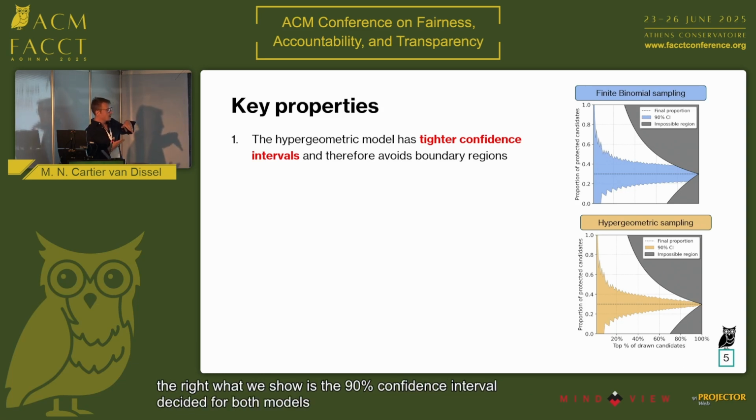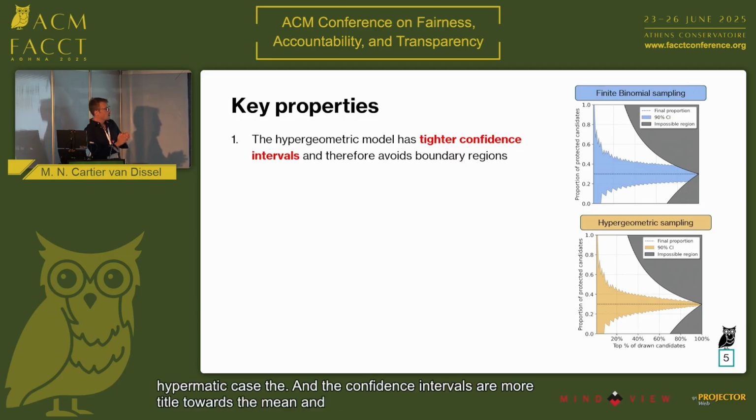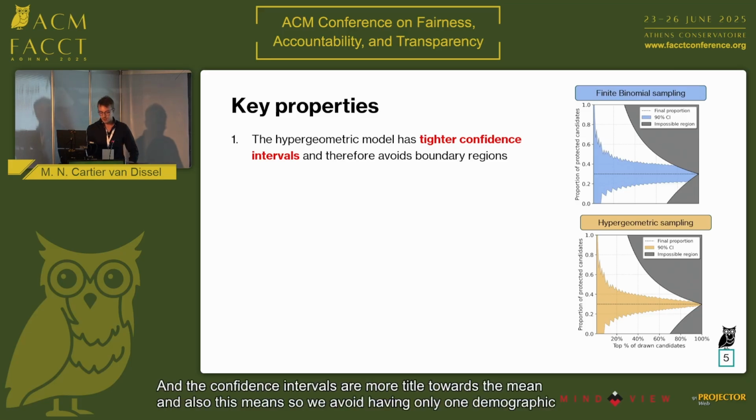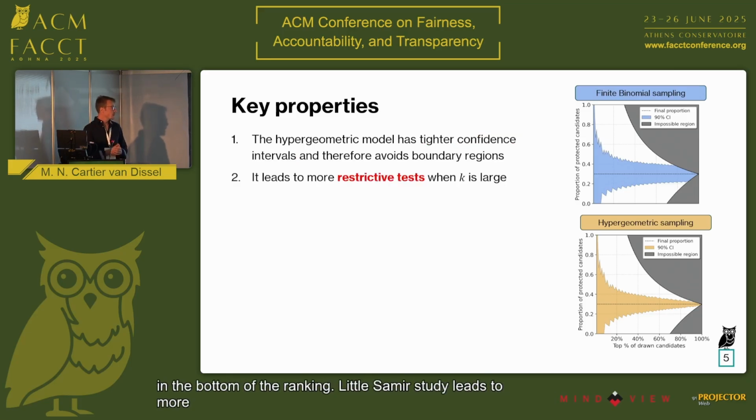And we can see that for the hypergeometric case, the confidence intervals are tighter towards the mean, and this also means that it avoids the boundary region. So we avoid having only one demographic in the bottom of the ranking. This also means that it leads to more restrictive tests when k is large, so we demand higher fairness.